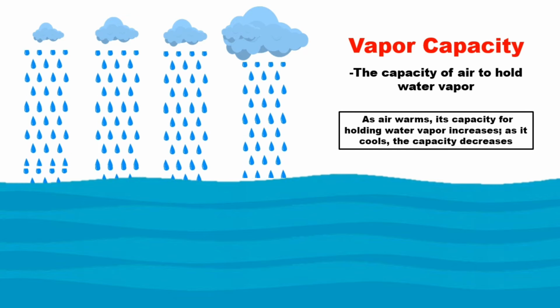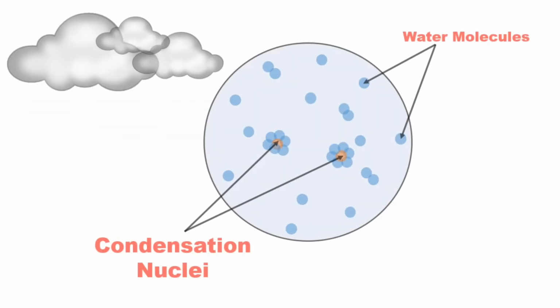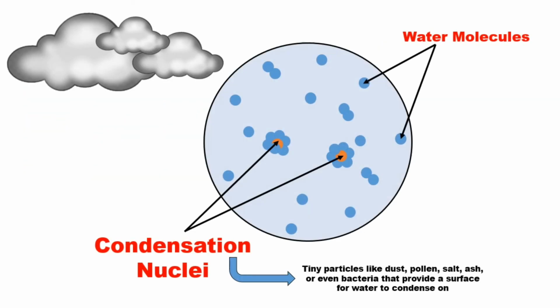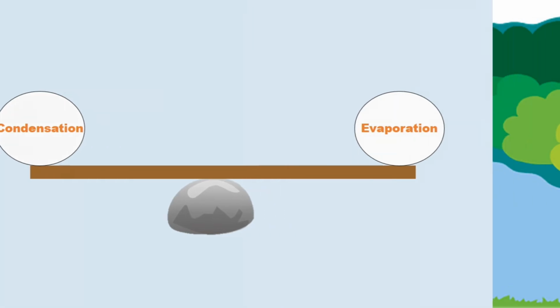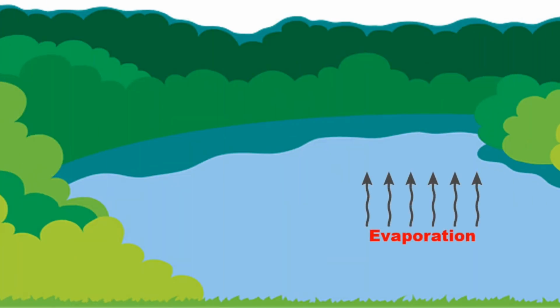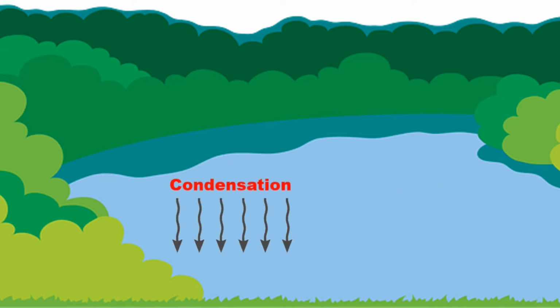The condensation of water vapor requires a condensation nucleus, something to which water molecules can attach. Salt is an excellent condensation nucleus. It explains the predominance of haze and fog along sea coasts. The transition between the vapor and liquid phases of water depends on the balance between condensation and evaporation. Consider the air over a lake. It is constantly taking water molecules from the lake, or evaporating, and giving water to the lake through condensation.